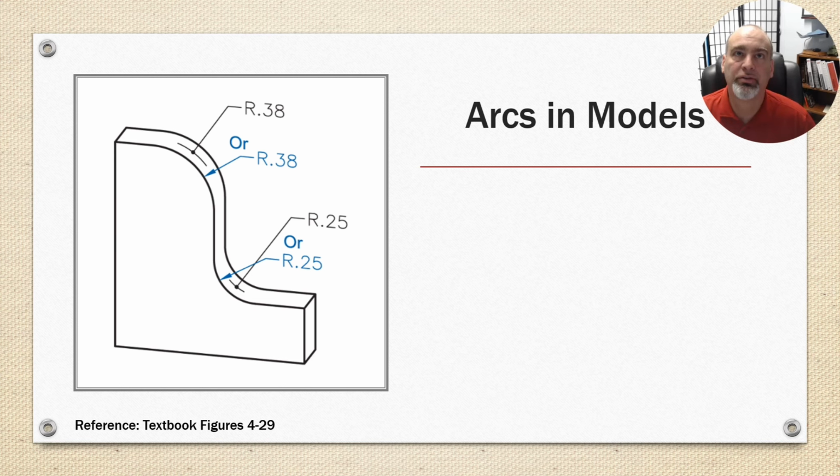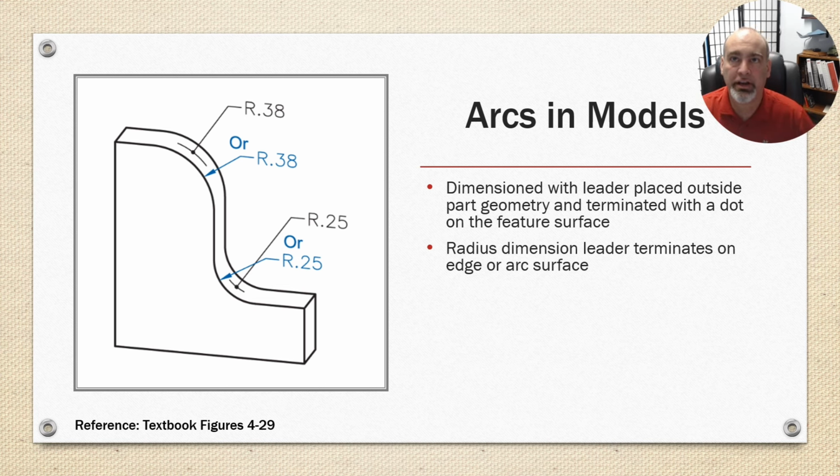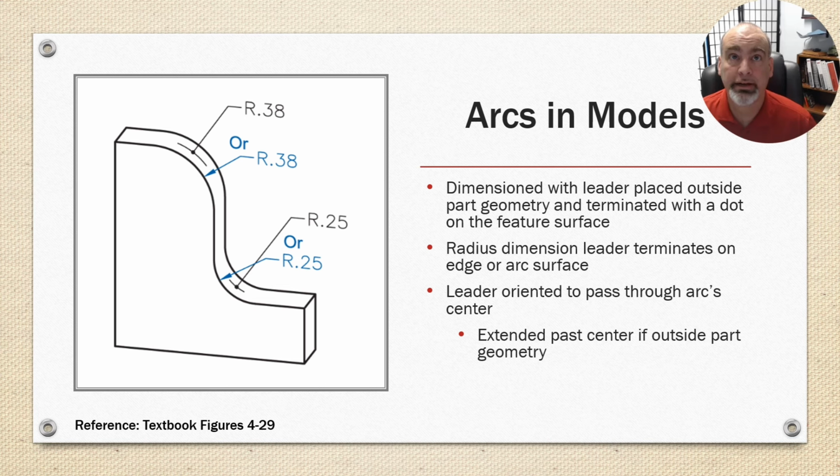Arcs in models. Dimensioned with the leader placed outside of the part geometry and terminated with a dot on the feature surface, of the radius. A radius dimension leader terminates on an edge or arc surface, so it has an arrow if it's on an edge. And the leader is oriented to pass through the arc center, or at least pointed at it, and extend past the center if outside the part geometry, and always outside the object.